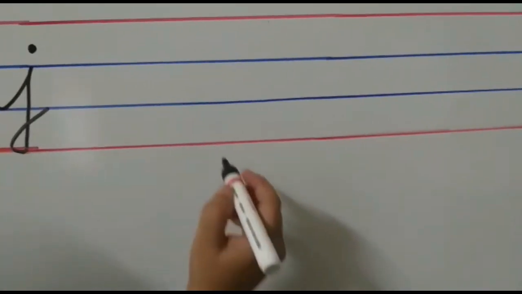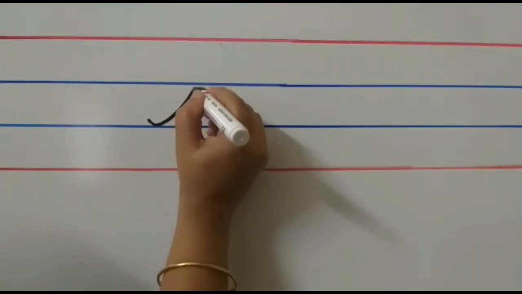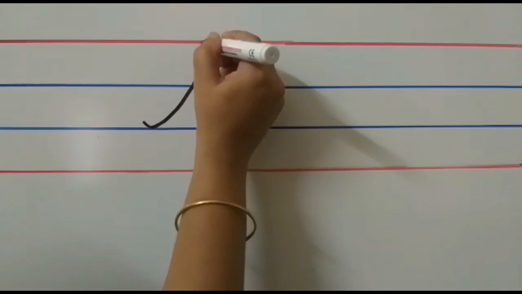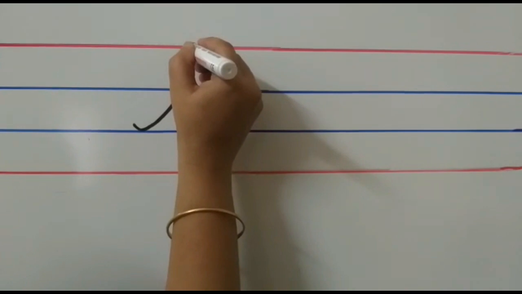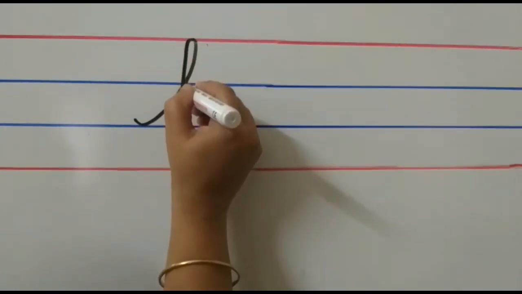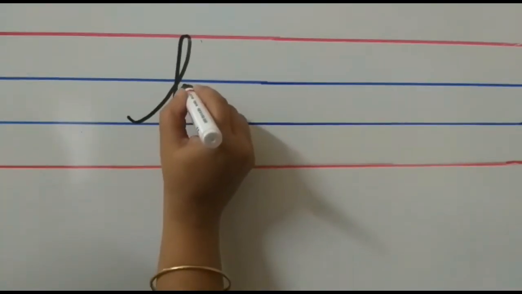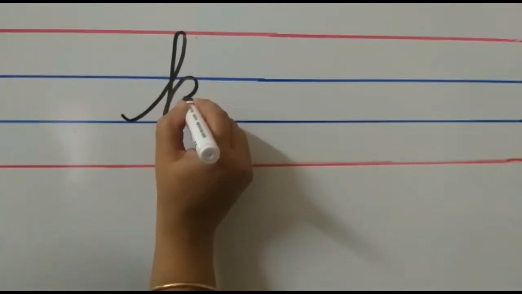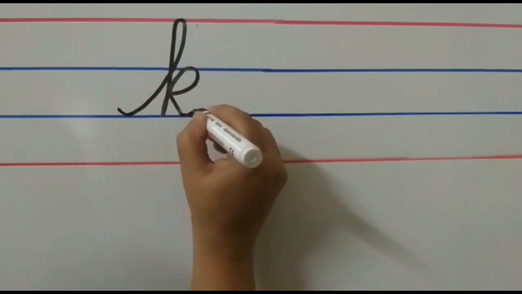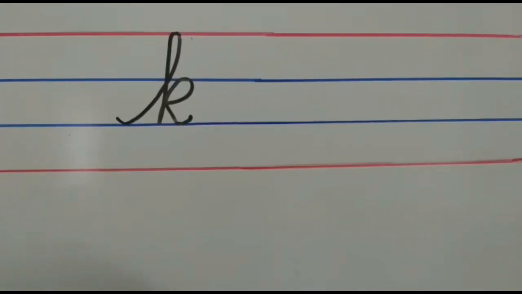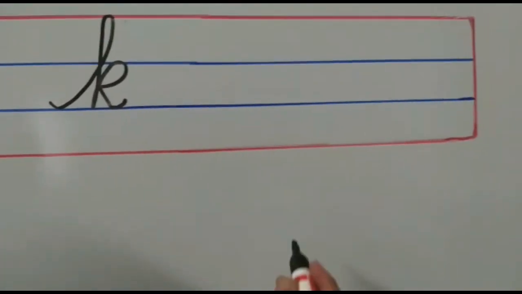J after K. Now make a small curve. Go up to the first red line. Slanting line you have to go, children. Now turn back. You have to turn back like that. Come down to the third blue line. Now again go up to the blue line and make a round like that. Now one small slanting line and a small curve. This is small cursive K.